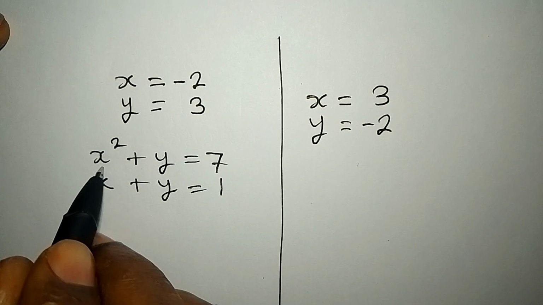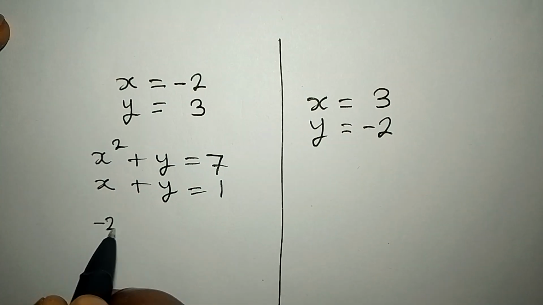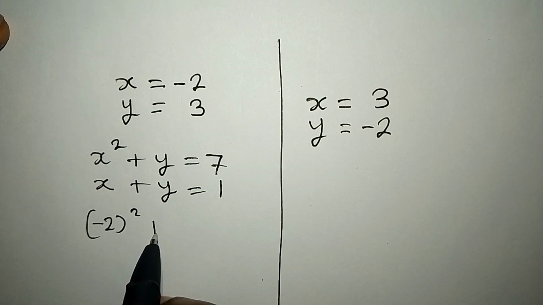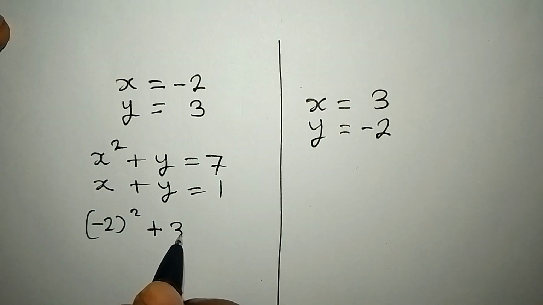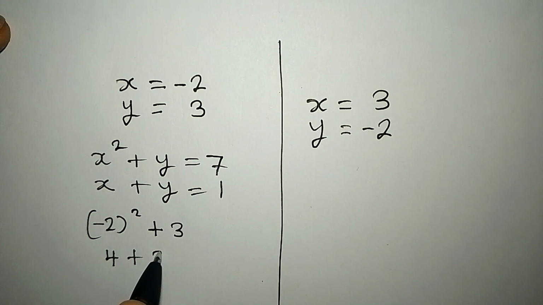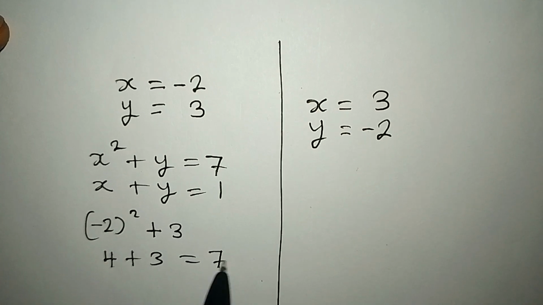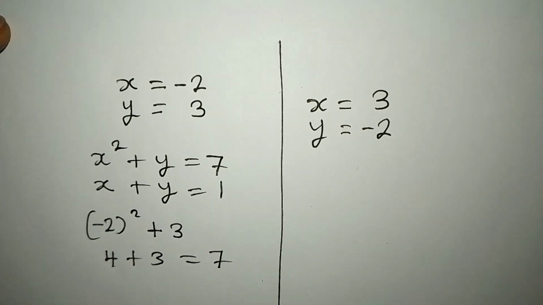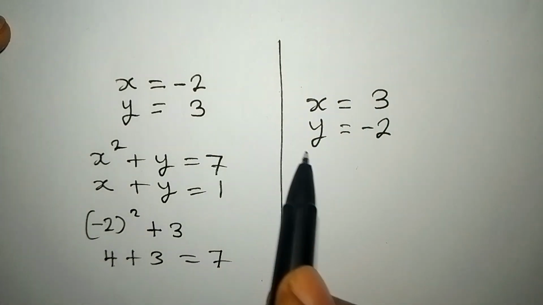Now if x is -2, that means I have -2 to the power of 2, then plus y will now be 3, right? So this will give me 4 plus 3, because -2 squared will give 4, and that is 7. Remember, it is 7 we had on the right hand side. So this is satisfying. Now the equation 2, I'm going to test equation 2 with this value.